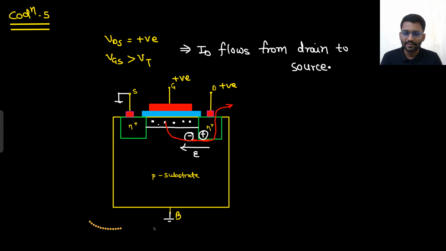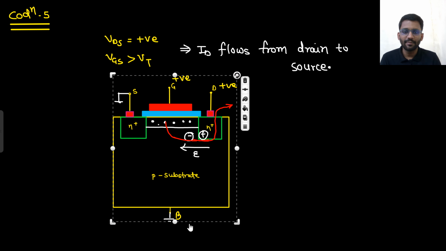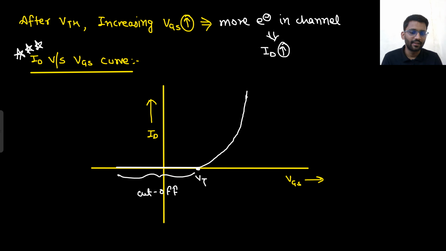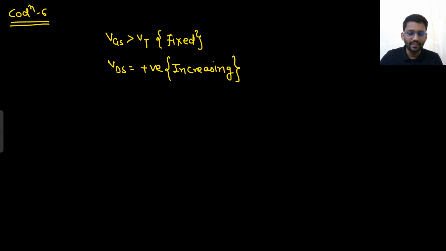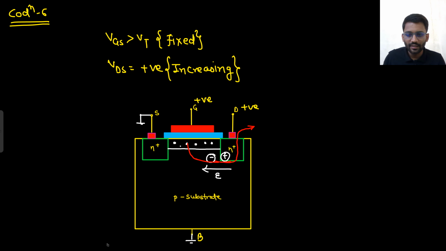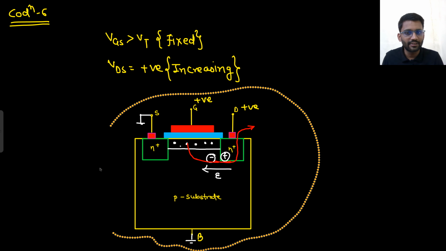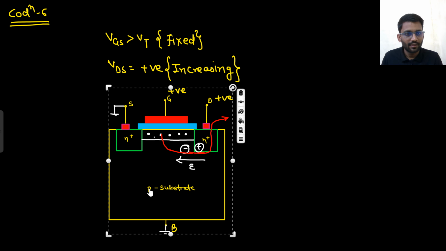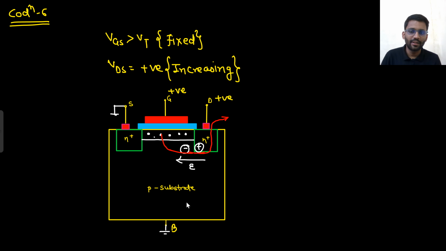That means I am increasing my VDS voltage. So I guess I can simply copy this one. I am increasing my drain voltage. So what will happen? If I increase my drain voltage, initially the current will increase, but later on it will saturate. The same thing that we studied in depletion type of MOSFET.